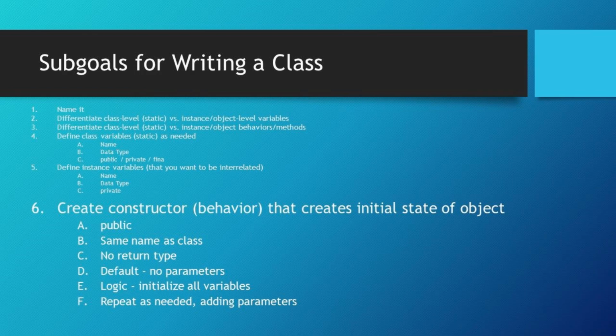All constructors should be public, have the same name as the class, have no return type, not even void, and for a default constructor, it has no parameters. The logic inside the constructor should be to initialize all variables to a valid state, and then you can repeat as needed, adding other constructors by adding other parameters, so each constructor has a different signature, or parameter list.